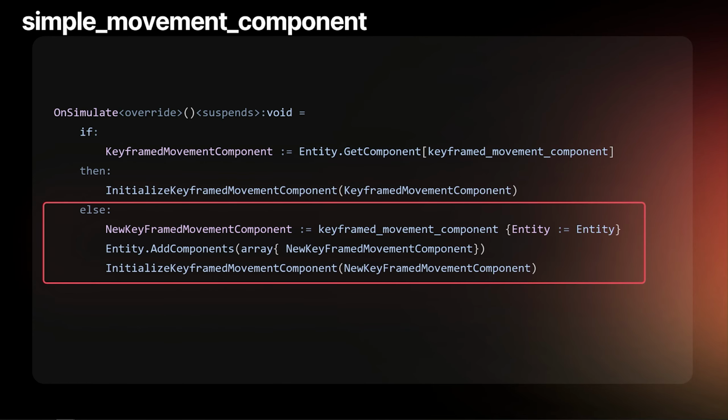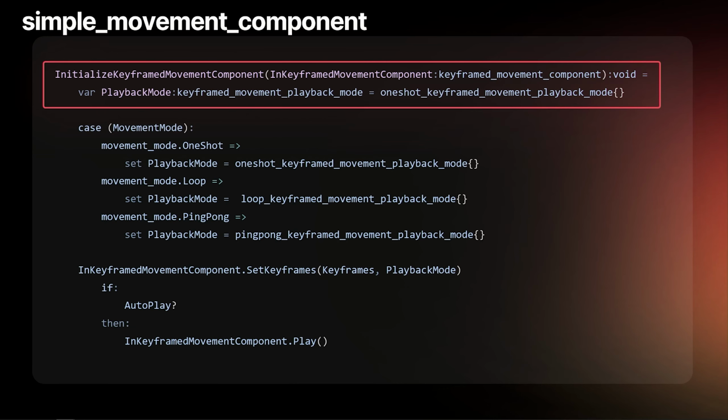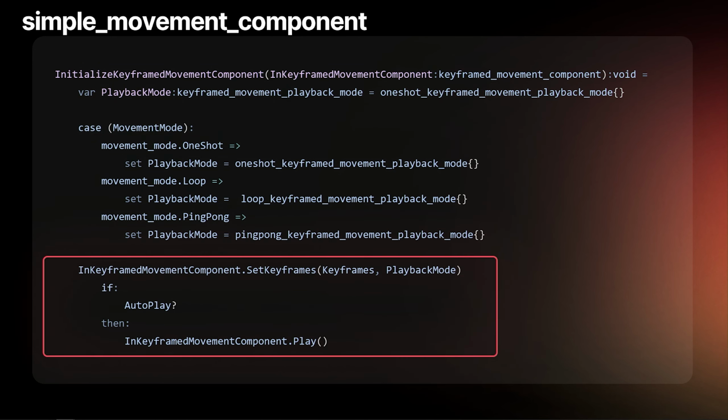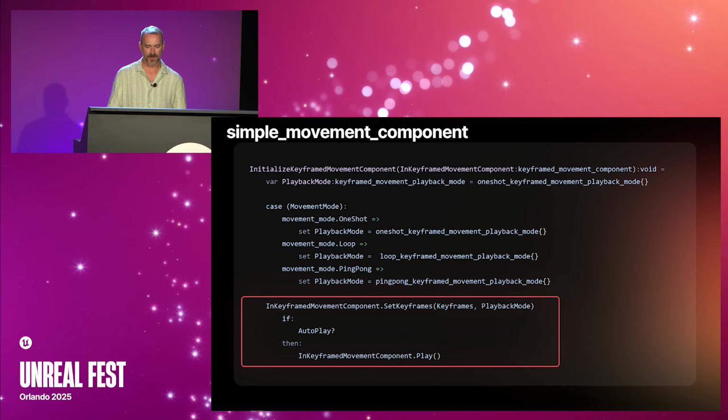If you forget to put it on there, you get away with it because we just anticipate that and handle it correctly. And then this is just how we're feeding the data in. We can go through our enum using a switch statement to feed in which movement mode. And then if our user has set it to autoplay, then we tell the keyframe movement component just to start playing.